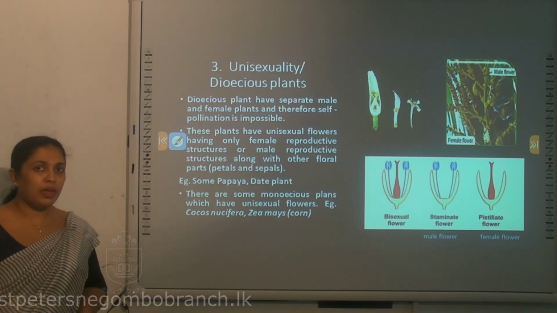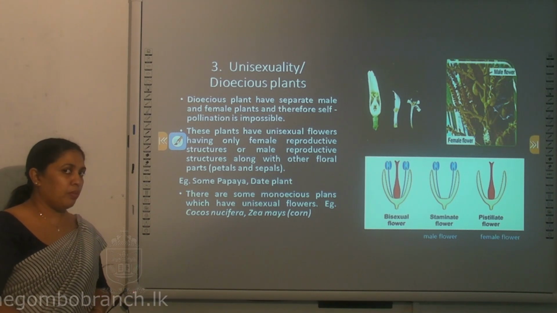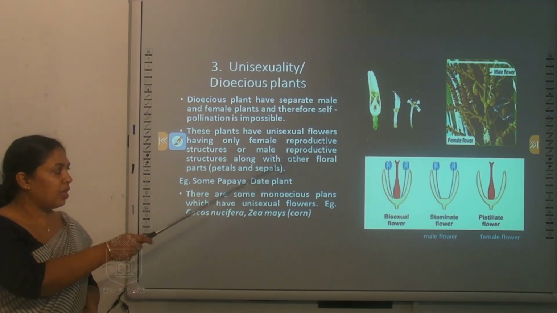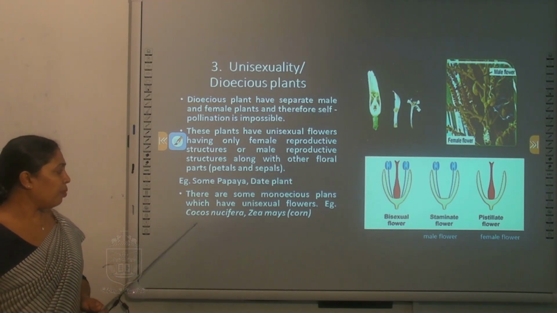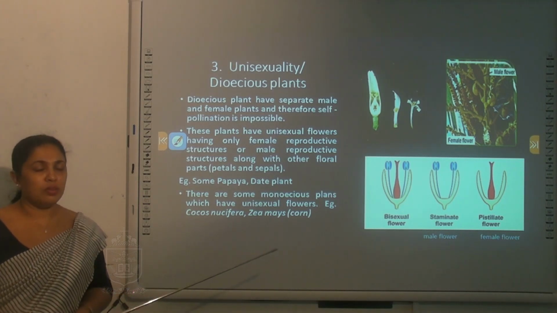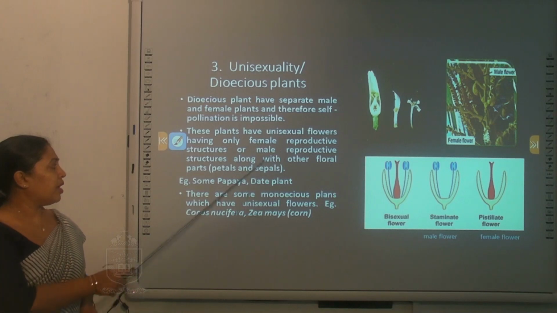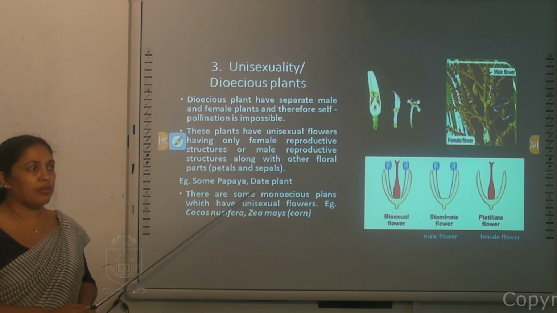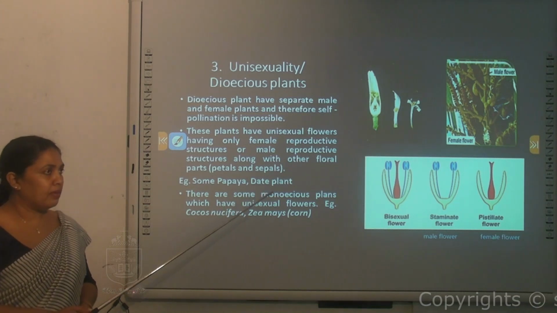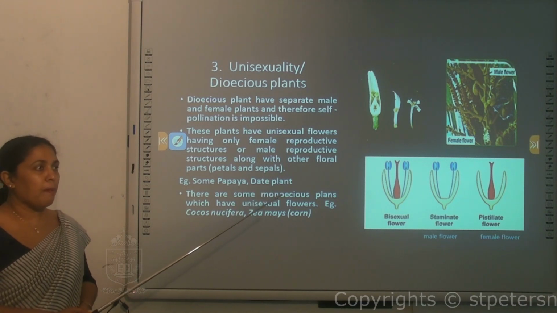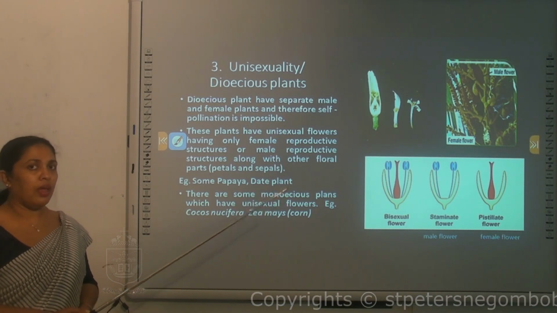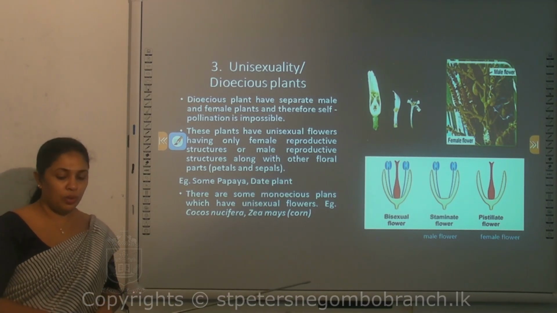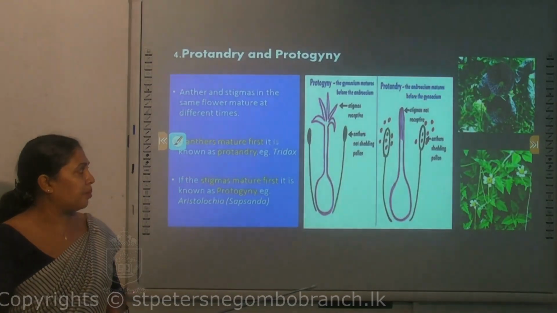So some are monoecious plants, it means both male and female flowers are there in some plants in the same inflorescence. The most common example is coconut or Cocos nucifera and also corn. And dioecious plants include some papaya, and you can see some papaya plants with a lot of flowers. Those are most probably the male flowers, and no fruits are going to be gotten from them. The date plant is also a dioecious plant.